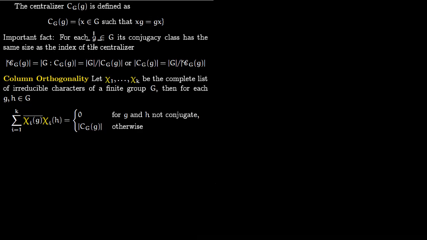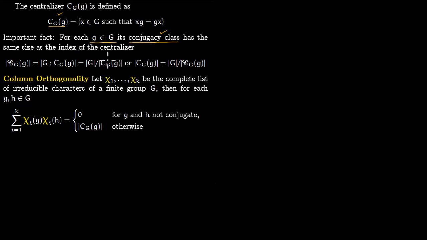Now an important fact. First you fix an element G of the group. Then you can talk about two things. First, you can talk about its conjugacy class, and the second thing you can talk about is the centralizer. So the question is, how is the size of the conjugacy class related to the size of the centralizer? There is an important fact which says that the size of the conjugacy class is the index of the centralizer. So that is the size of G divided by the size of the centralizer.